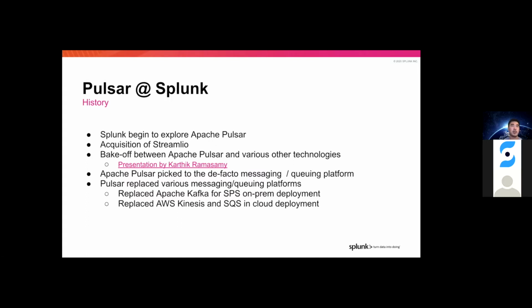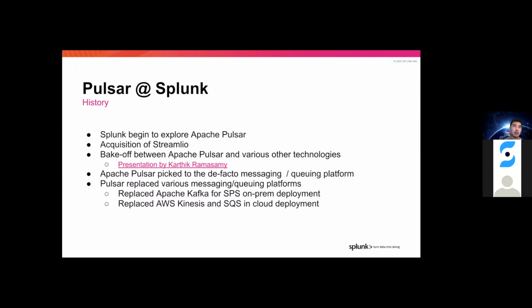But essentially, the gist of it is that Apache Pulsar was picked as the de facto messaging and queuing platform at Splunk. Pulsar replaced the various messaging and queuing platforms that were used at Splunk at that time, which were Apache Kafka for the SPS on-prem deployment and AWS Kinesis and SQS in the cloud deployment. It was a big win for Splunk, because it consolidated the various messaging and queuing platforms into one.